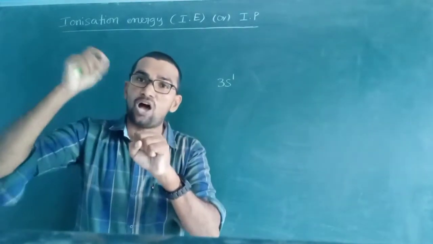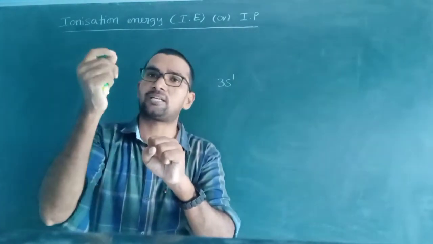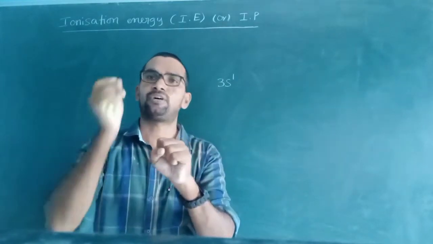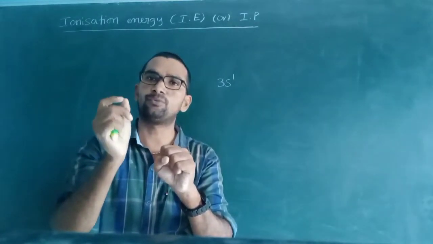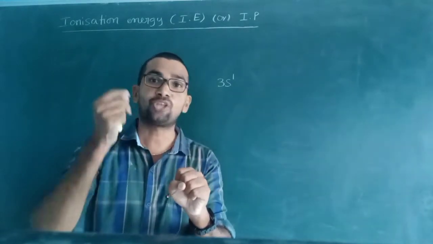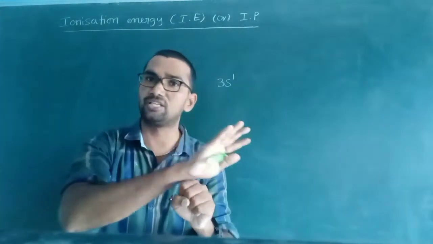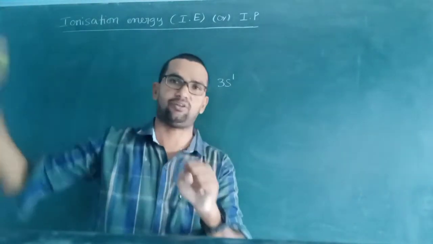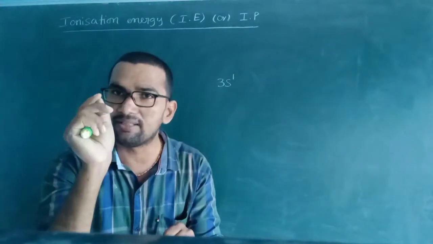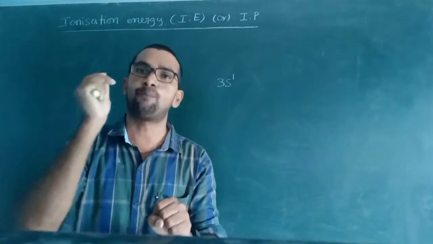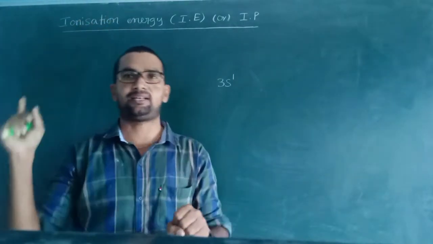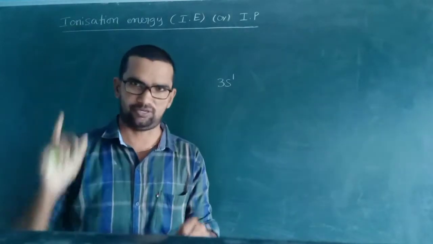So we can remove only the last electron from any atom. For a sodium atom, we can remove the 11th electron only. Without removing the 11th electron, there is no chance to remove the 10th electron, 9th electron, 8th electron or any other electron. For example, aluminum, 13th electron. For example, calcium, 20th electron we can remove. That is the last electron.